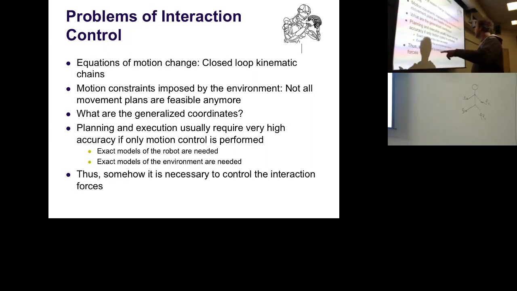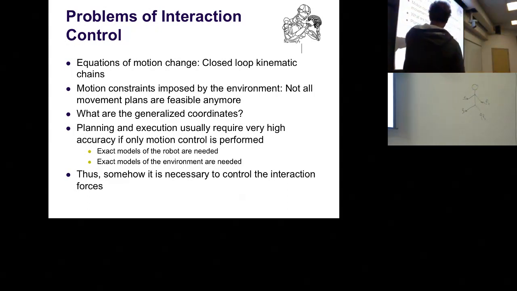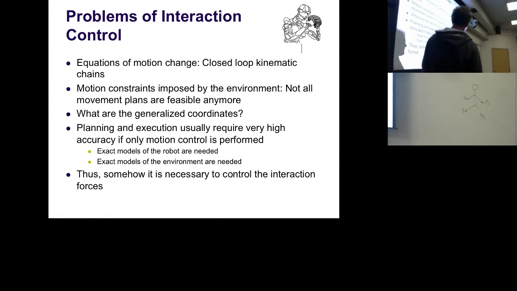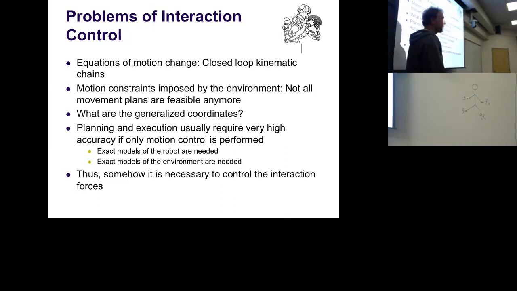So fine, if you do only kinematics control, you would need extremely exact models of the robot, of the environment, so that you just scrape along the surface. That's not really the right thing to do. The right thing is to do something like force control directly. We need a new control variable, which is not position, velocity, acceleration, but which is force. Good.